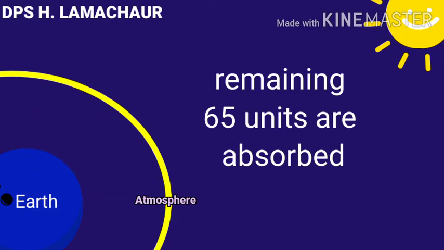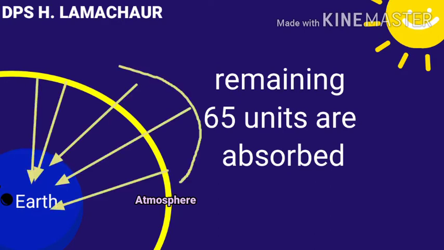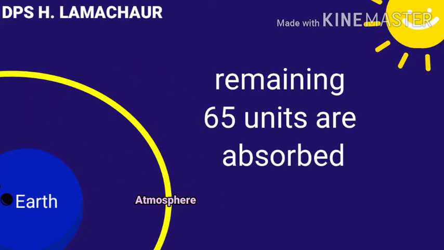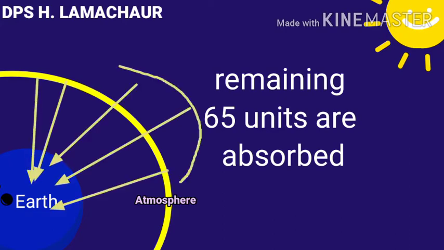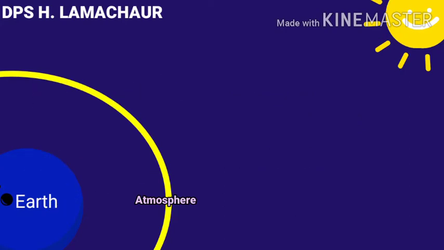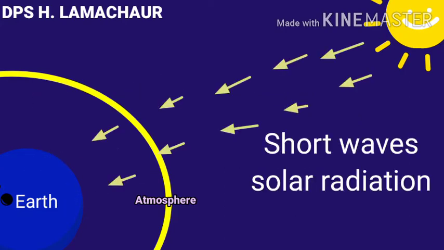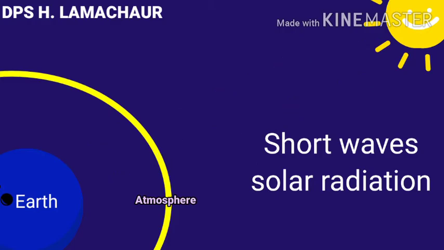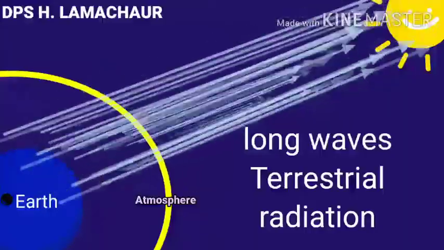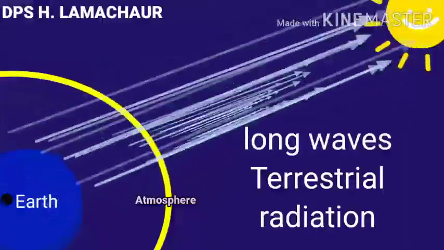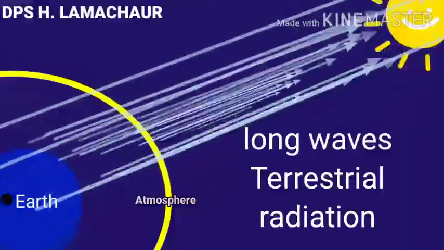The earth radiates back 51 units in the form of long wave terrestrial radiation. Here a question: what is long wave and what is short wave? Students, the waves which come from the sun are known as short waves, and the rays or waves which are radiated by the terrestrial or earth radiation are known as the long waves.